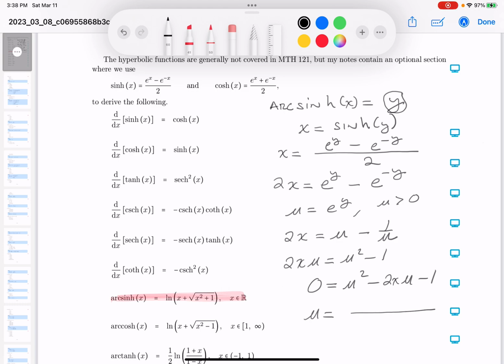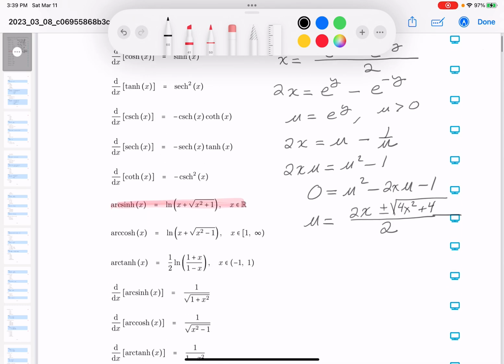Quadratic formula. The bottom would be 2. You're going to get 2x here, plus or minus, and let's write this down, so it's going to be 4x squared, and then minus a minus 4, which is plus 4. Well, I got to continue to simplify that. And you're going to get u equals 2x plus or minus 2 the square root of x squared plus 1, over 2. And u would equal what? X plus or minus the square root of x squared plus 1.